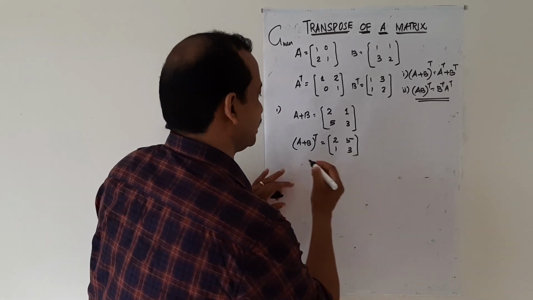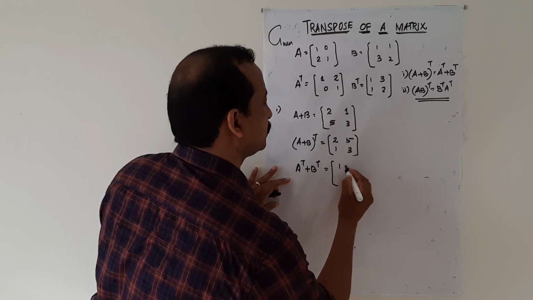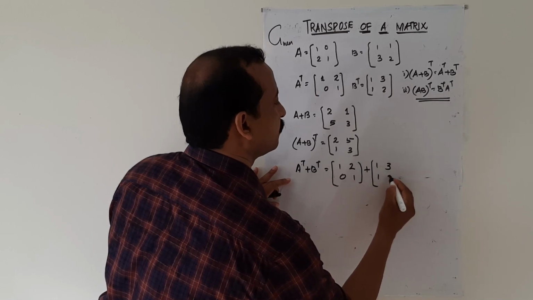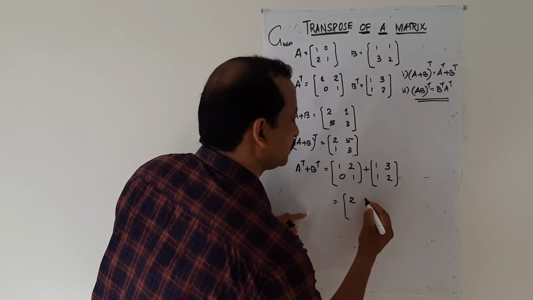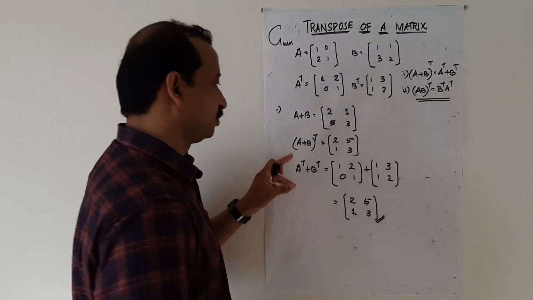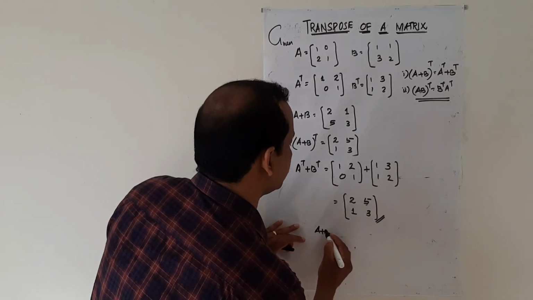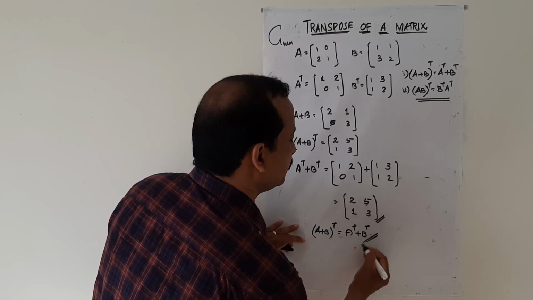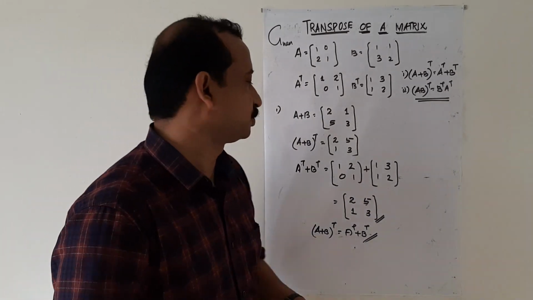A transpose plus B transpose equals, what is A transpose here? [1 2; 0 1] plus, what is B transpose? [1 3; 1 2], and adding these two matrices we get 1 plus 1, answer is 2, 2 plus 3 is 5, 0 plus 1 is 1, and 1 plus 2 is again 3. Here you know (A plus B) the whole transpose and A transpose plus B transpose are equal, and therefore our result is verified. This is the first property, (A plus B) transpose equals A transpose plus B transpose.